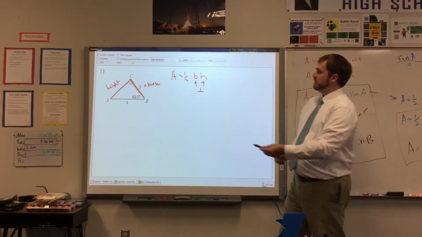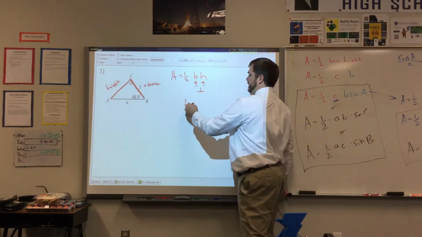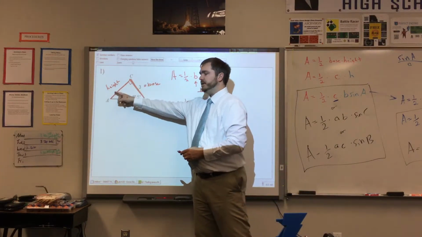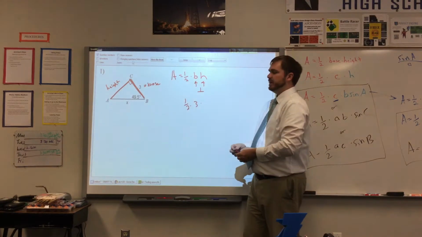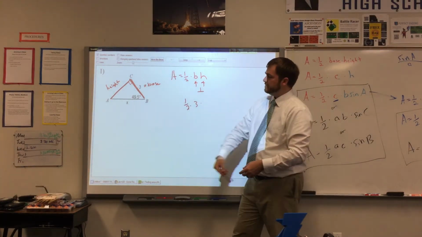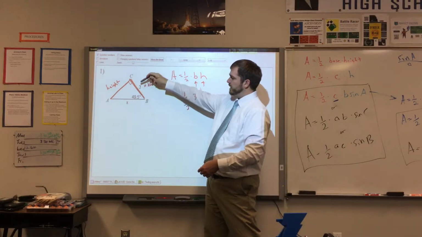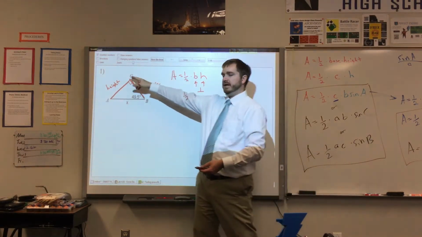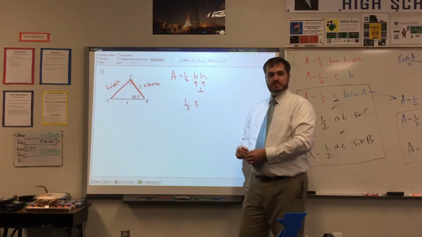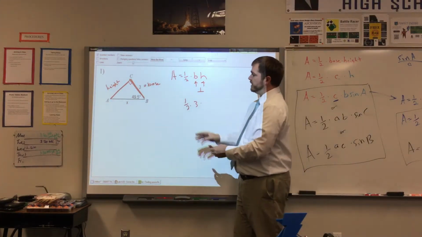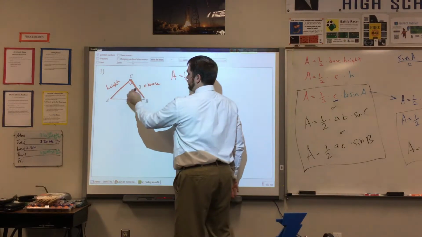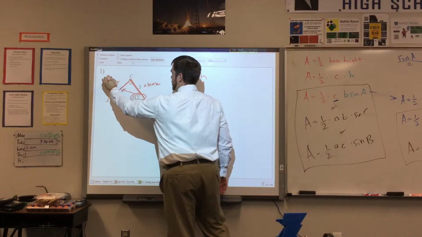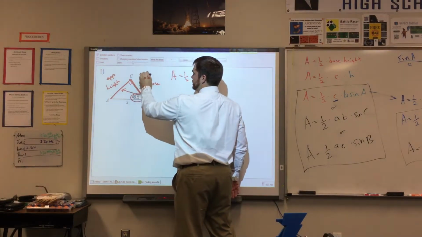So I choose 1/2 times 3. But then, what's the problem in this particular situation? You don't have the height. I don't have the height. But I do have an angle right here, and I do have a side right here. So maybe I could use trig to figure out what that height happens to be. Y'all see what I'm saying? So what trig ratio would help me if I have this angle and I need the opposite side and the adjacent side?